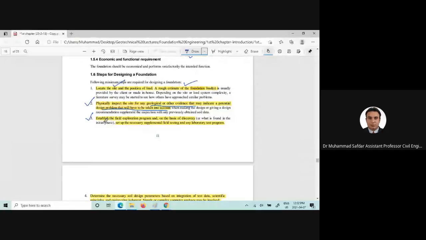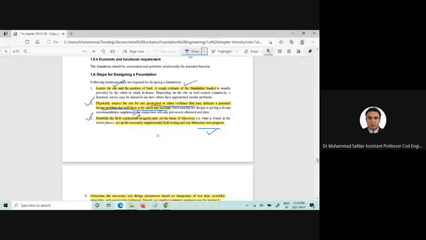Like how things are going on at the site. Then, if we are unclear, we will go for establishing a field exploration program. So what are the field exploration programs? We can perform the standard penetration test, cone penetration test, vane shear test, and lab tests, for example, the moisture content test, specific gravity test, liquid limit, plastic limit, and shrinkage limit test. We need to perform grain size distribution, and we need to perform unconfined compressive strength, or the triaxial tests.